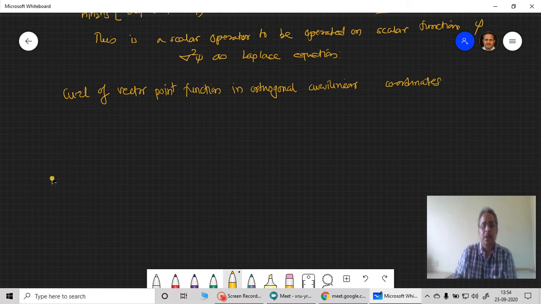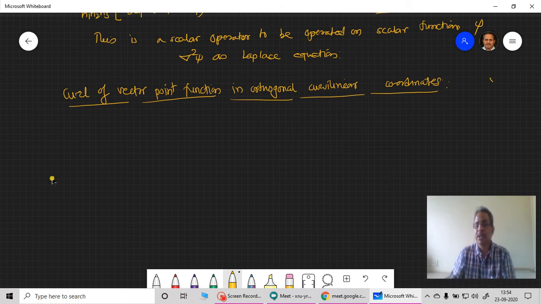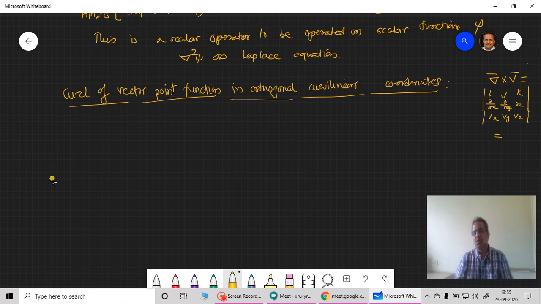Now we are quite familiar with the curl in the Cartesian coordinate system. That is del bar cross v bar, and that is called the curl, and it is given by this. I think you remember: this is i, j, k, then the components del upon del x, del upon del y, del upon del z, and finally the third row is vx, vy and vz. Solving this determinant, whatever quantity we get is called the curl of the vector point function or vector field.